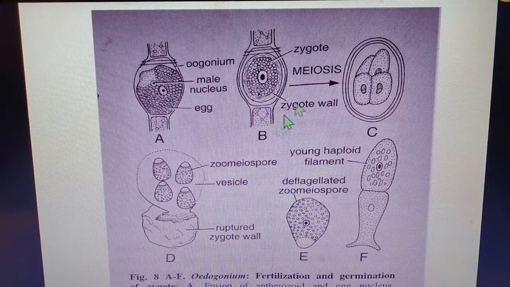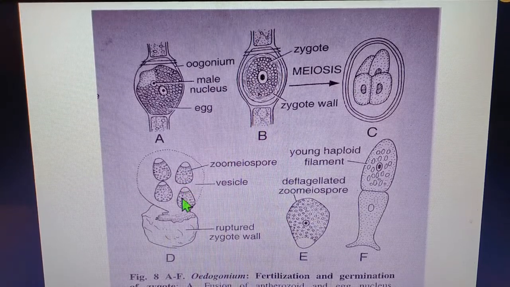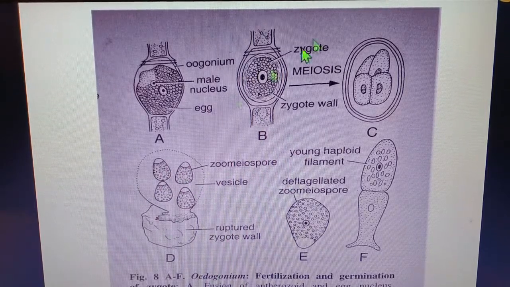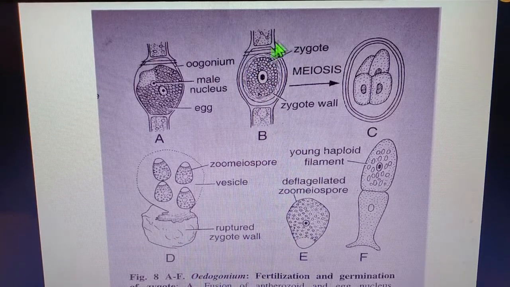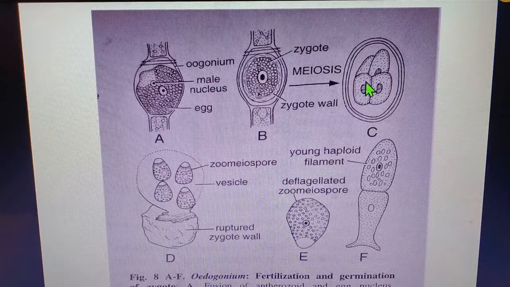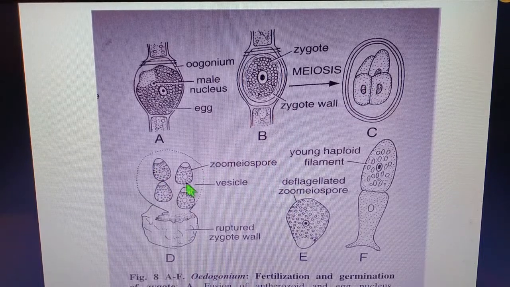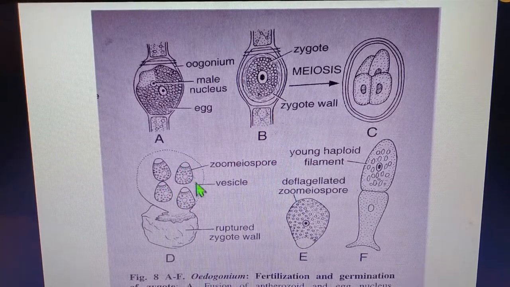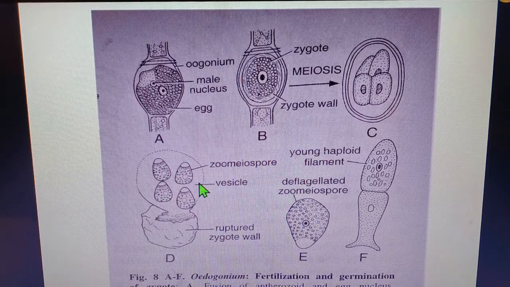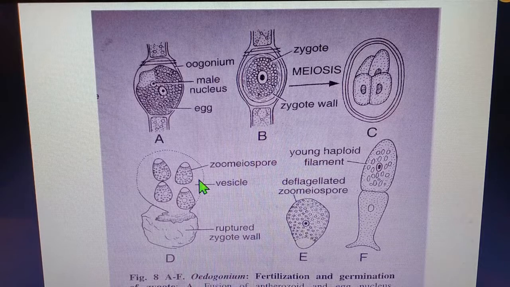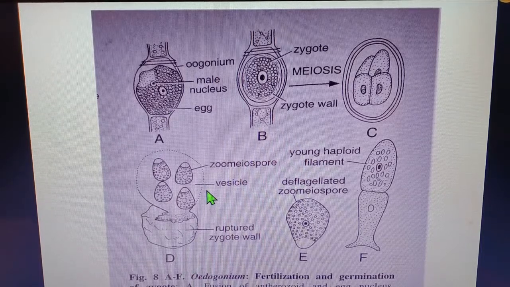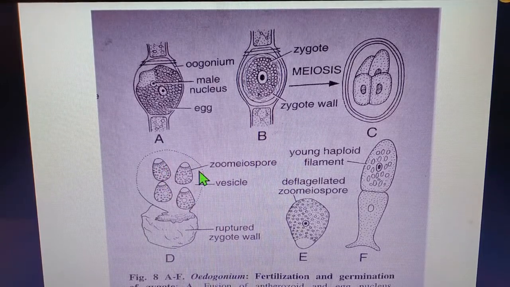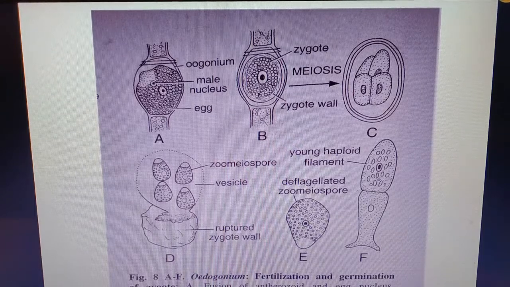Now coming to the germination of the zygote, how it germinates. The zygote is liberated by the decay of the Oogonial wall. So the Oogonial wall becomes decayed and releases the zygote. This zygote then settles down at the bottom of the pond or lake, and it will undergo a period of rest, that is the dormant period. We call it a dormant period.